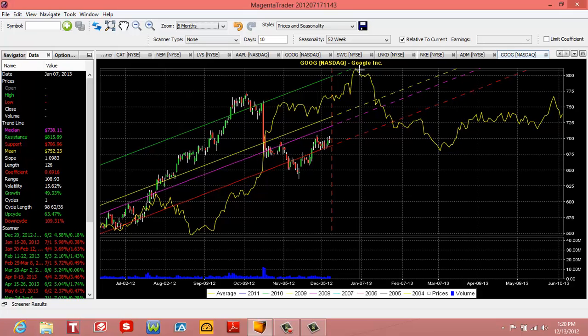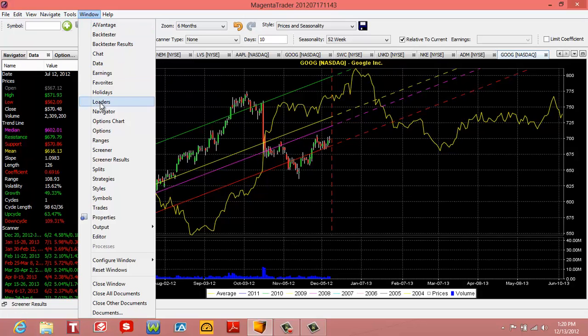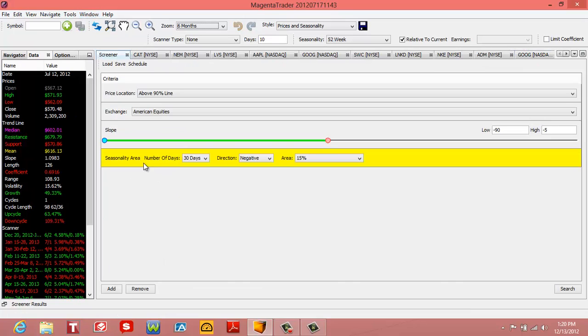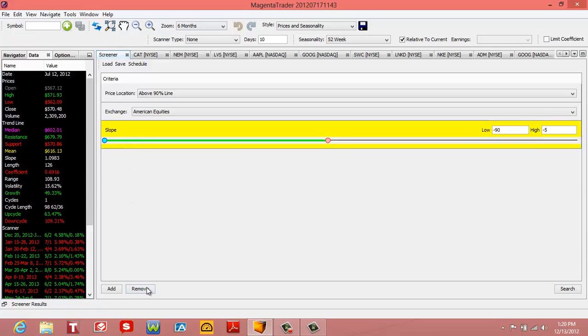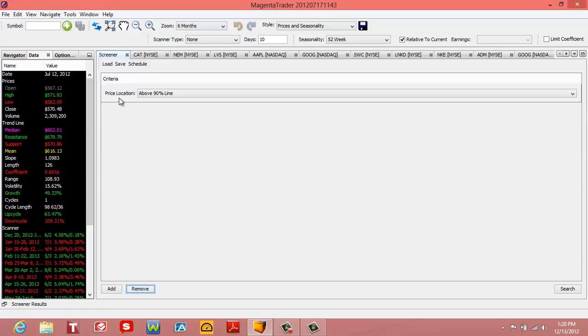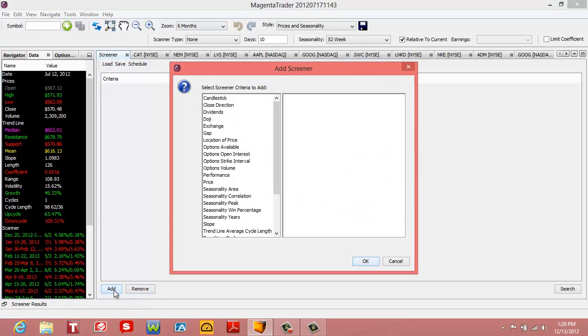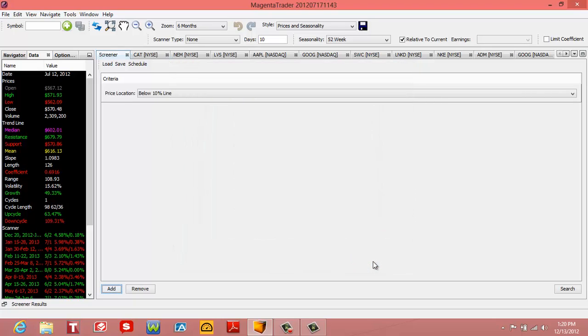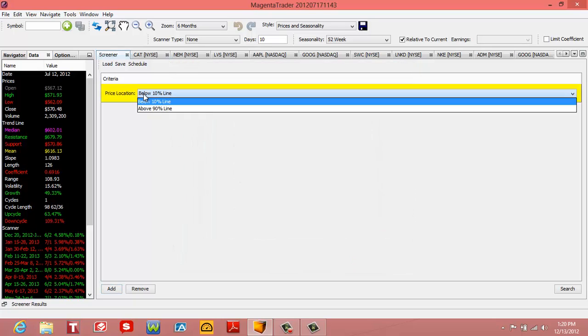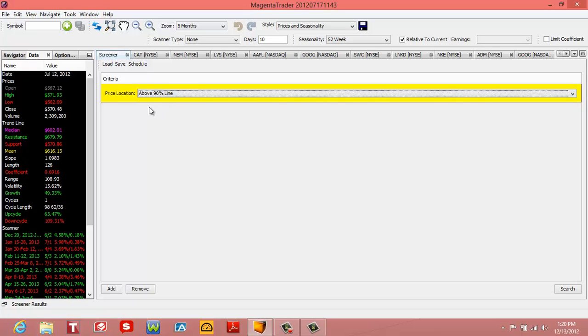Now, one way we can find stocks that are below this 10% line is that our software has a built-in screener. If you go right here to Window and you go to Screener, let me remove the filters here and give you an example of how you can use this. So we'll remove all the filters, and we could add a specific filter that says price location, or location of price right here, and we go OK. Now you can see it asks if we want to find stocks that are below the 10% line or that are above the 90% line.